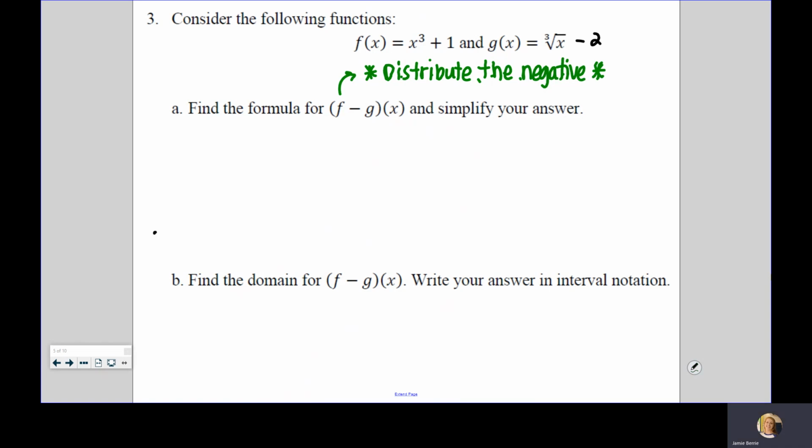So anytime you do an f minus g, you want to keep that in your head, okay? I have to distribute the negative. Don't forget. All right, so let's find a formula for f minus g of x. Again, the rule tells us that it's just f of x minus g of x.